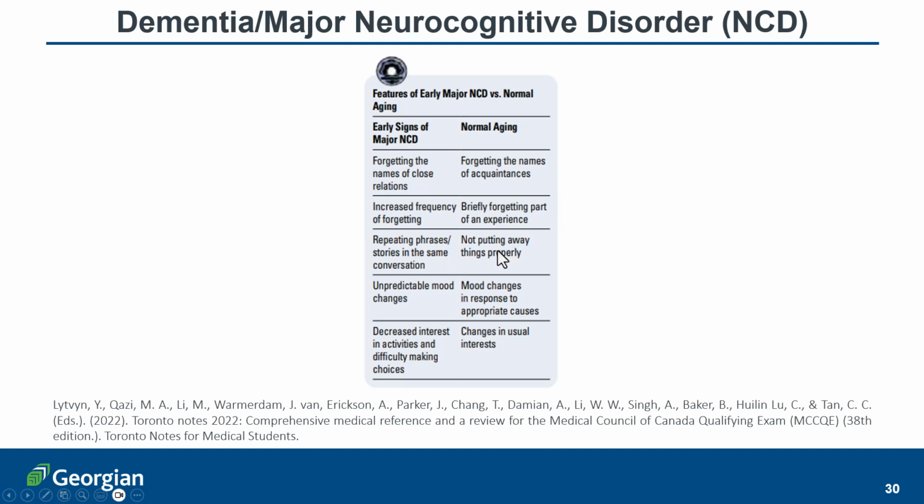In normal aging, you're not putting things away properly because you've forgotten, for example. In the early signs of major neurocognitive disorders, you have unpredictable mood changes. And in normal aging, you have mood changes, but they are in response to appropriate causes. And lastly, decreased interest in activities and difficulty making choices is another early sign of a major neurocognitive disorder, in other words, Alzheimer's disease, whereas in normal aging, it is typical to have a few changes in the usual interests, or the interests might change over time.